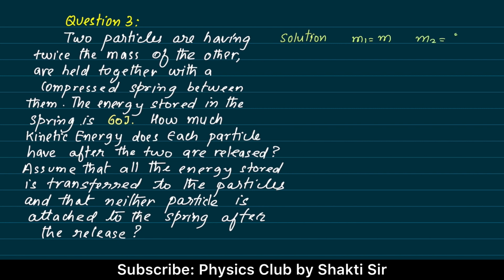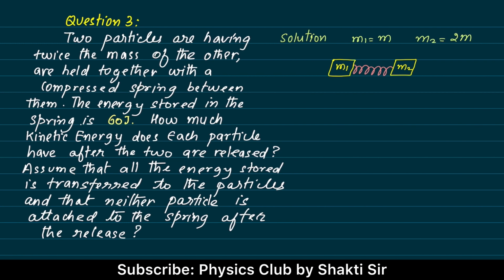One is m1 and one is m2, compressed. The energy stored in the spring is 60 joule. Initially it is compressed, and because the two blocks are at rest, there is no kinetic energy associated with these blocks. The only energy initially is 60 joule, which is stored in the spring.